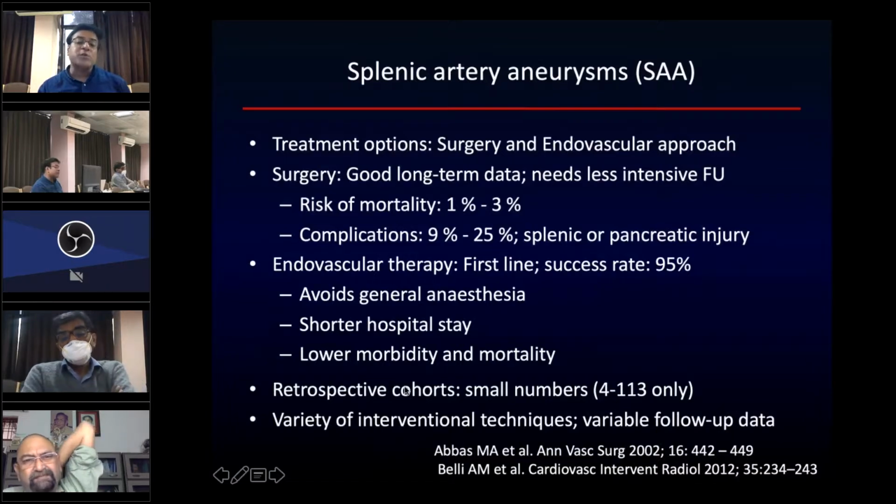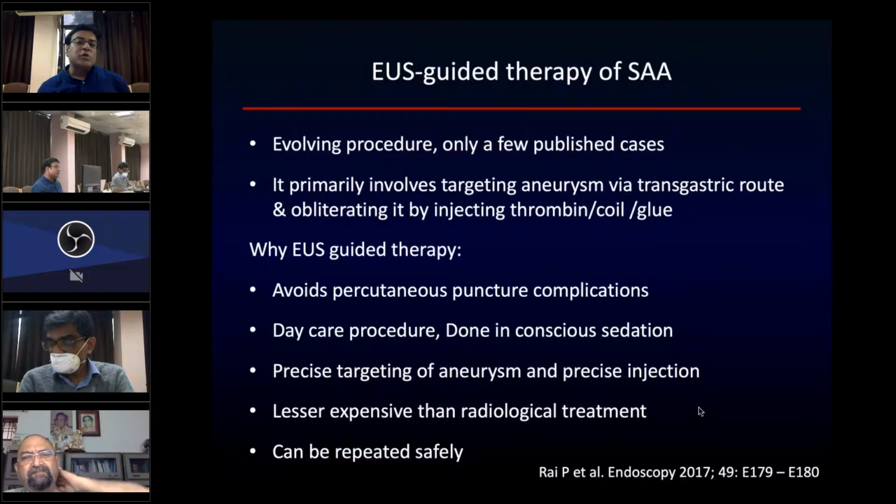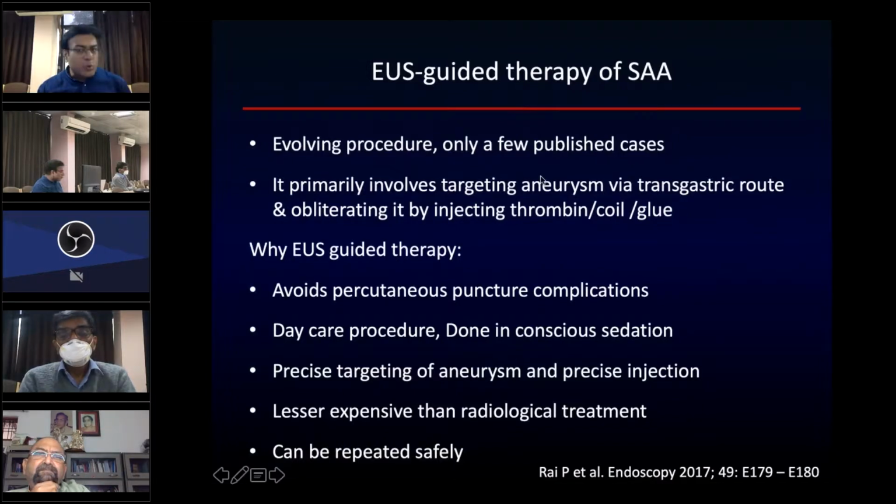However, the problem here is we have retrospective cohorts, small numbers ranging from 4 to 113, variety of interventional techniques and a variable follow-up data. So why EUS guided therapy? It's again an evolving procedure, only a few published cases. It primarily involves targeting the aneurysm via a transgastric route and obliterating it by injecting thrombin, coil and glue.